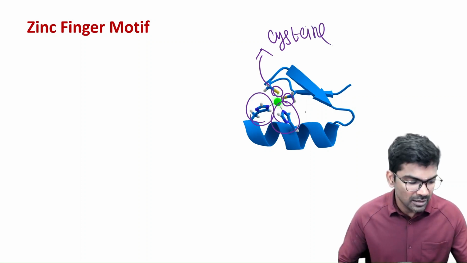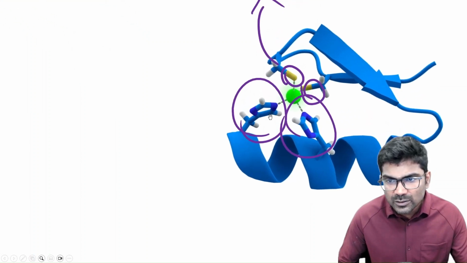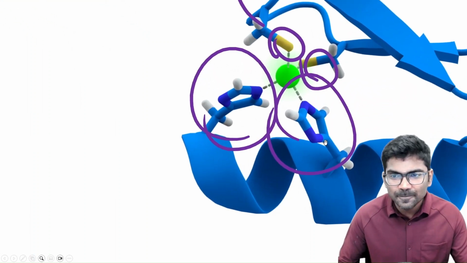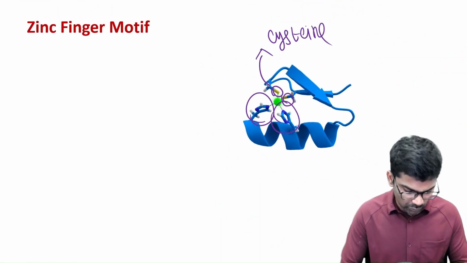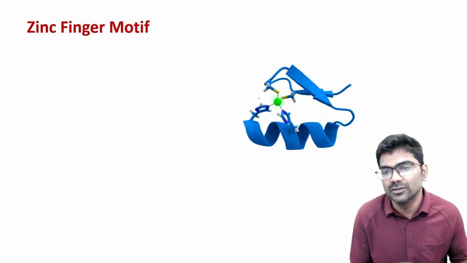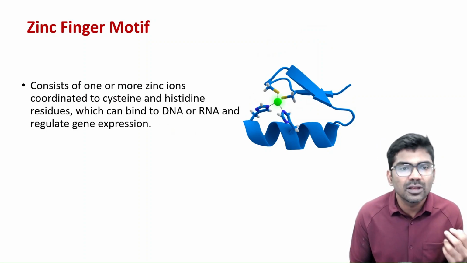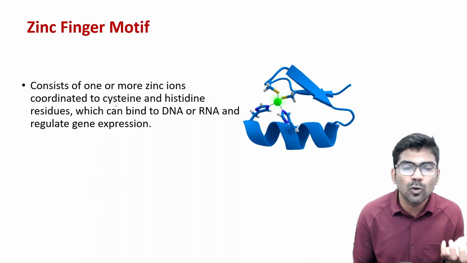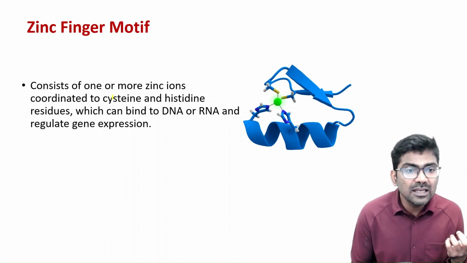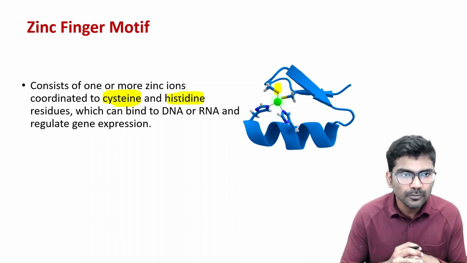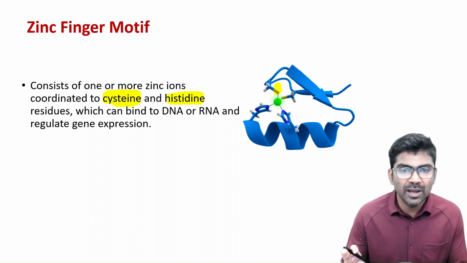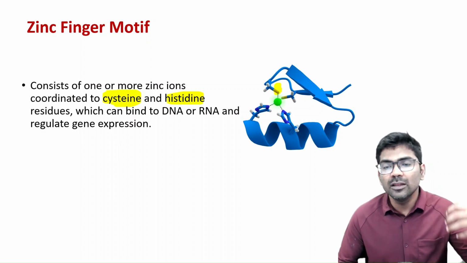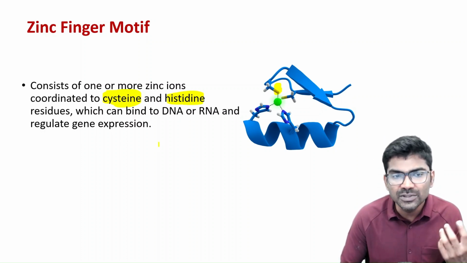This ring, again, let me zoom. Can you recognize what kind of ring is this? This is imidazole ring. Do you remember the imidazole ring containing amino acid? That is histidine. The zinc finger motif consists of one or more zinc ions coordinated by cysteine that contains sulfur and histidine residues. Zinc finger motif is involved in DNA or RNA binding. Zinc finger motif containing proteins are involved in regulation of gene expression.